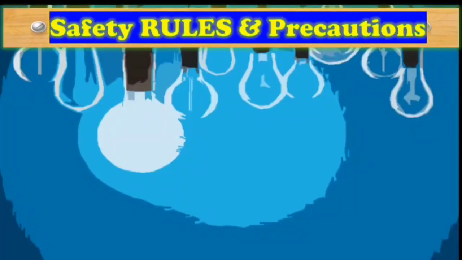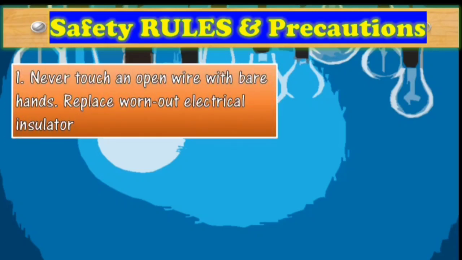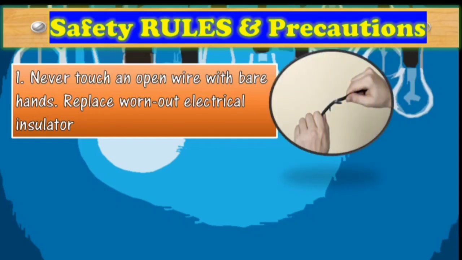Electricity is very important because it makes our lives easier by enabling devices or appliances to work. However, when not used properly, it could cause fire, electric shock, and even death. So there are safety rules and precautions in using electricity. Number one is never touch an open wire with bare hands. Replace worn out electrical insulator. What does it mean? Ibig sabihin, kapag open wire yung iyong wire, never nyong itouch yon. Kasi ang tendency is baka ikaw ay makuryente.